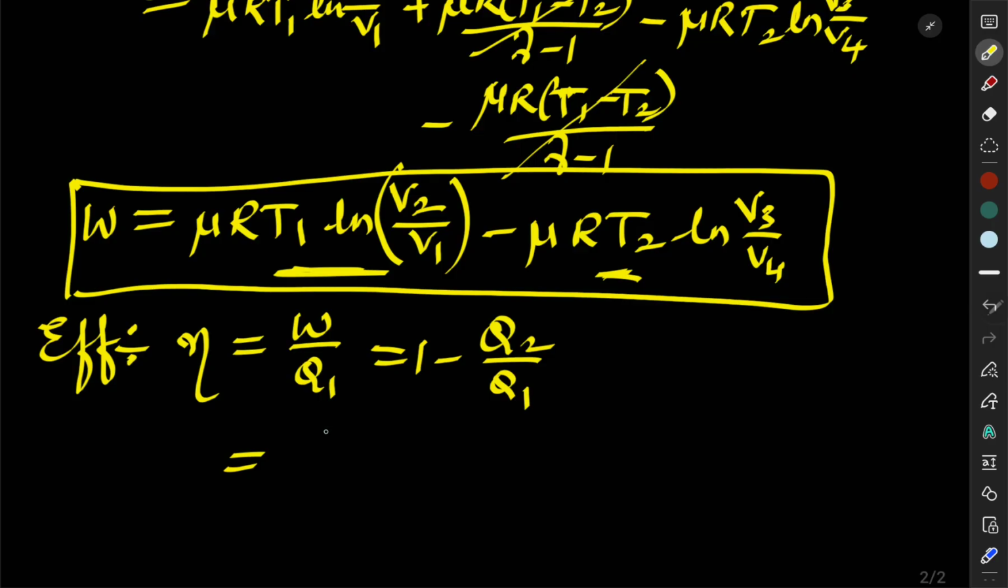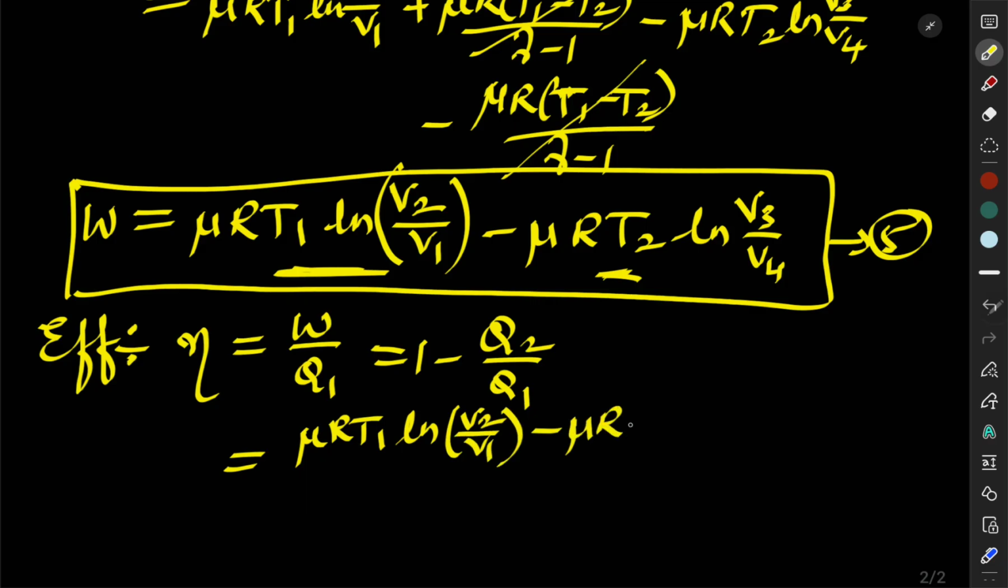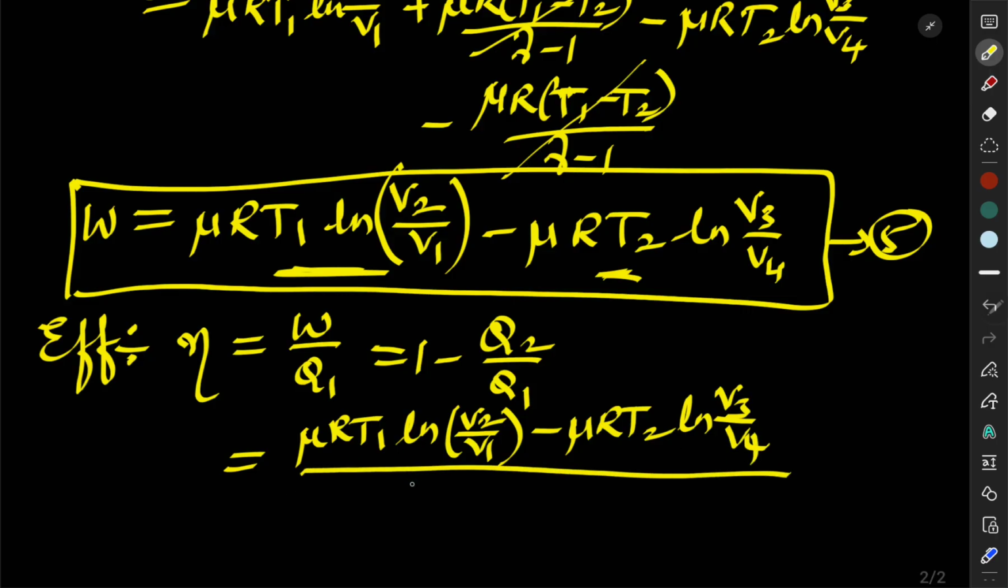So what do we get? Let's do W by Q1. We know W: mu R T1 log V2 by V1 minus mu R T2 log V3 by V4, divided by Q1, which means mu R T1 log V2 by V1. So what can we do here?